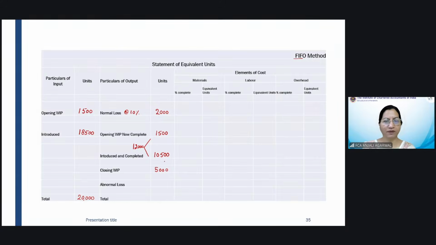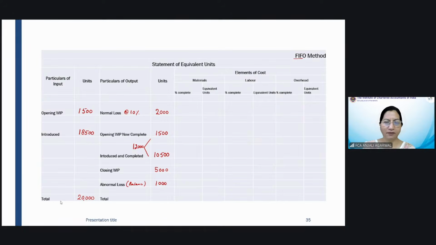Now just take the total of the input output units. 2 plus 12, 14, 14 and 5, 19. So I have the information of 19,000 units, 2,000, 3,500, 14,000, 19,000. So this becomes 1,000 as the balancing figure of abnormal loss, right? So I have done my first part. I have found out the details of the units.